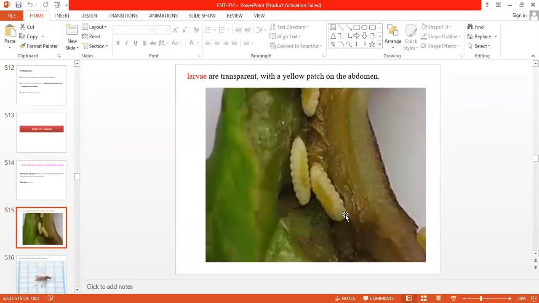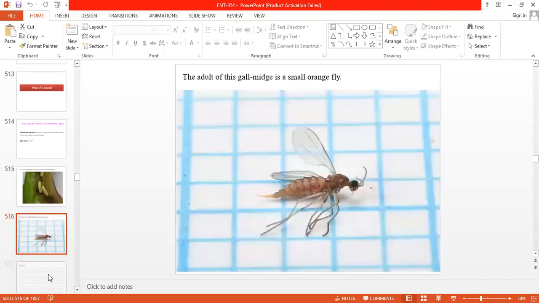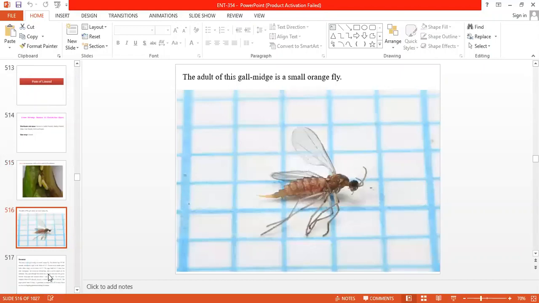The larva is mainly transparent with a yellow patch on the abdomen in the larval stage. The adult fly is small and looks like a mosquito. The abdomen is generally reddish brown in color.